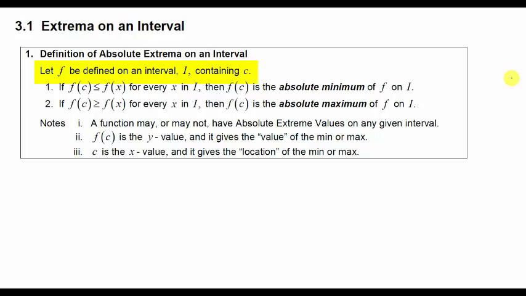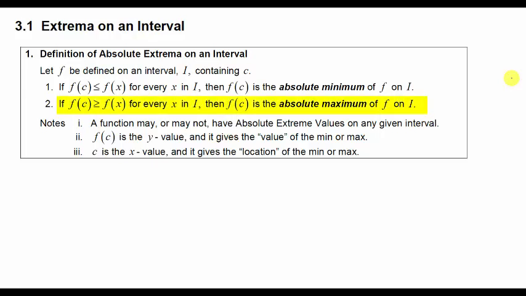Let f be defined on an interval I containing some number c. If the y value f of c is less than or equal to all other y values for every x in that interval I, then that y value f of c is called the absolute minimum of f on that interval I. That totally makes sense, right? In the interval I, for every x you plug in for your function value, if there is a y value such that it is the least among all y values, then it is called the absolute minimum.